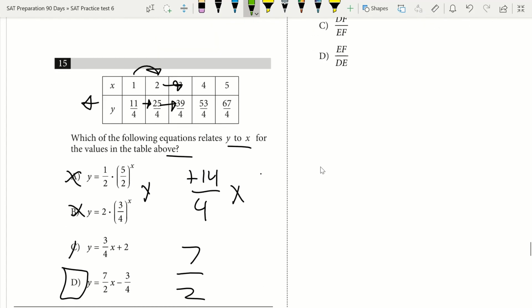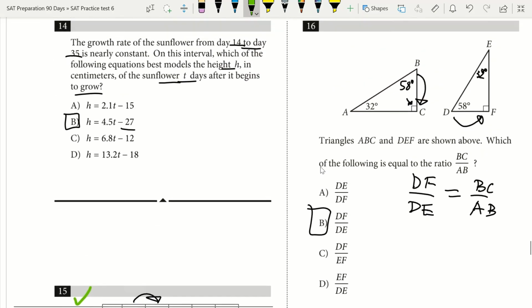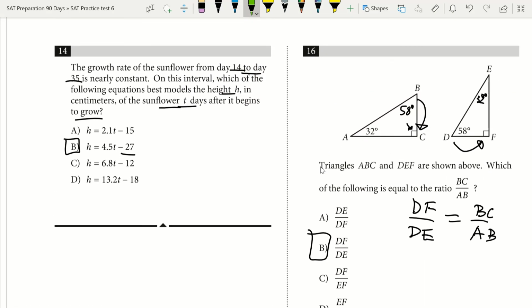I see right here I've got linear growth increasing by 14 over 4 at every step. Only option with 14 over 4 as a slope is 7 over 2x, so that one's correct as well. I've got a geometry problem on my right here. Okay, that's going to be, that was my alarm. That was not the timer. I've still got a couple minutes left.